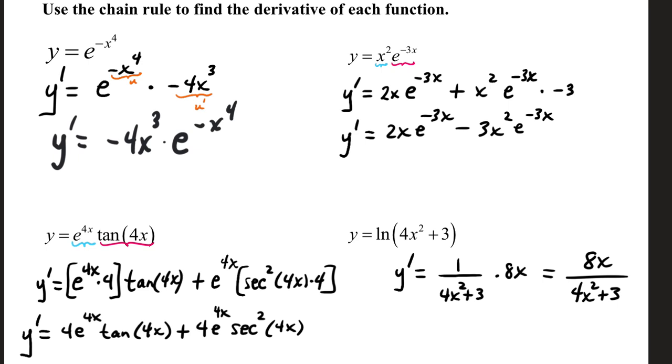Cleaning this up a little bit, we have 2x e to the negative 3x minus 3x squared. That's where I'm getting that minus 3x squared. And then our exponential part can be tacked on to the end.